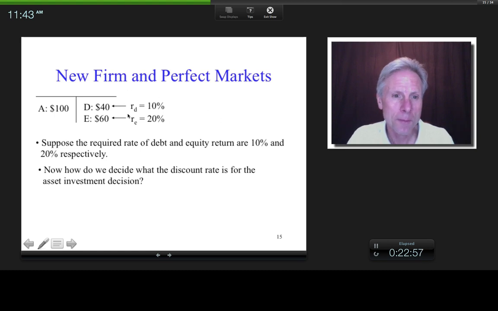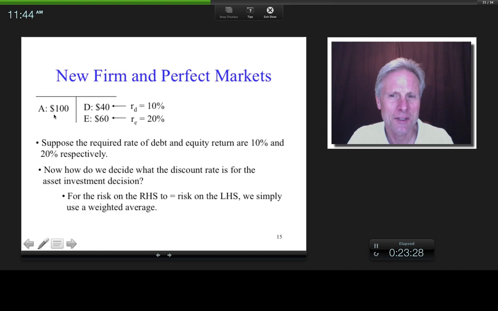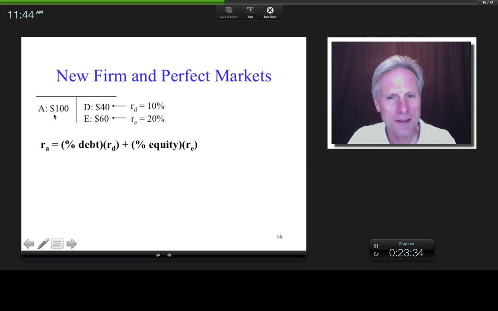Well, with this information, can we figure out what the overall discount rate is on this side? We can, right? How would we calculate that? Well, we could use a weighted average, right? And so is it fair to say that the overall discount rate on this side, which is reflected by a weighted average, is going to mirror the overall discount rate on that side? It is, right?